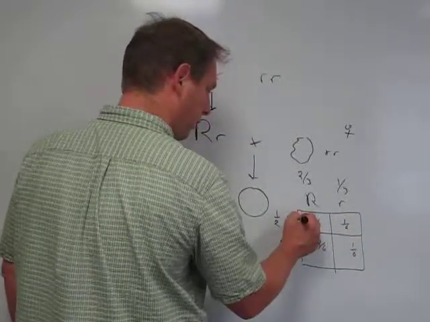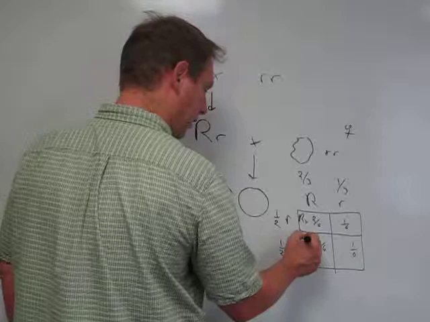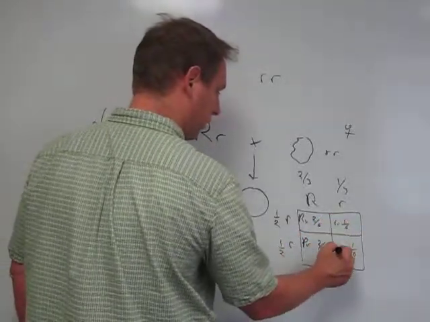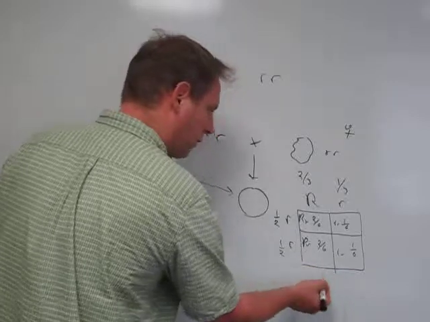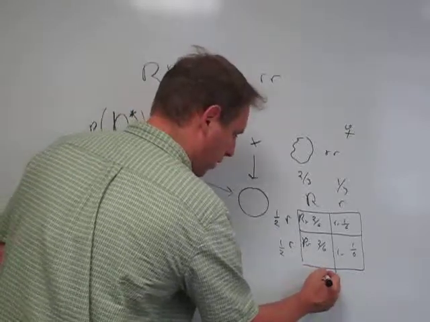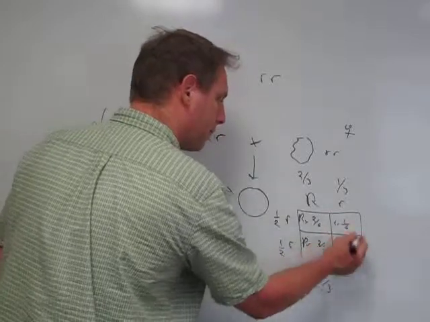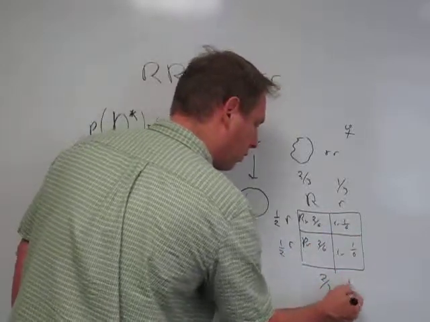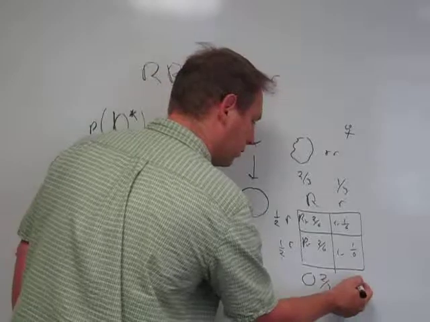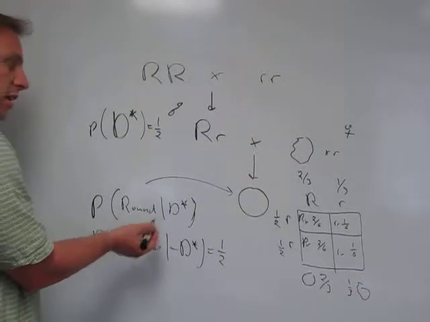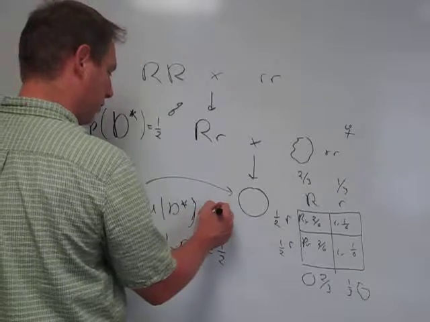But these are two ways of getting big R, little r, of course. And two ways of getting little r, little r. So you sum those up. So 4/6, or, as we already said, 2/3 and 1/3 for round and wrinkled. Okay, so to fill that out, then the probability of round given D star is equal to 2/3.